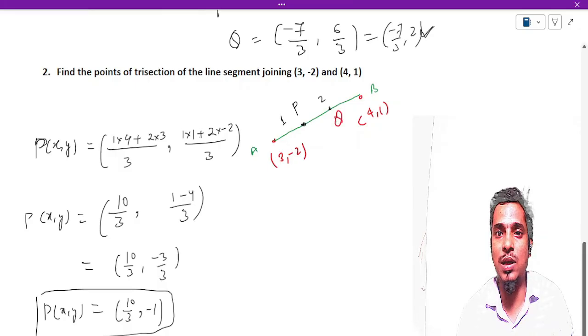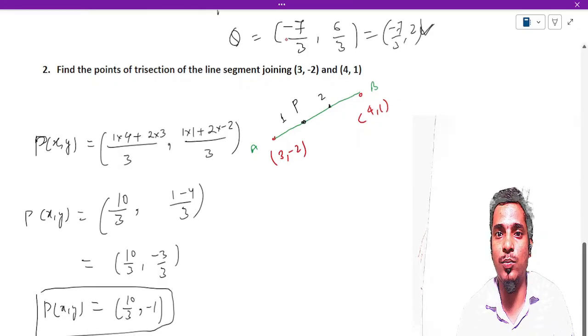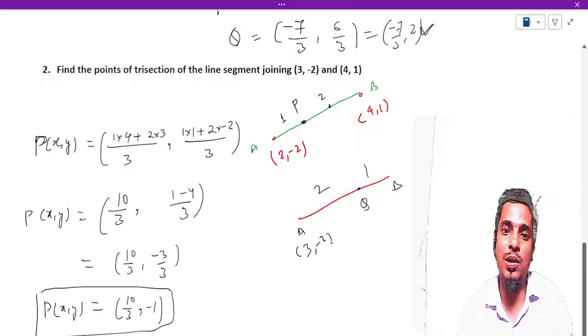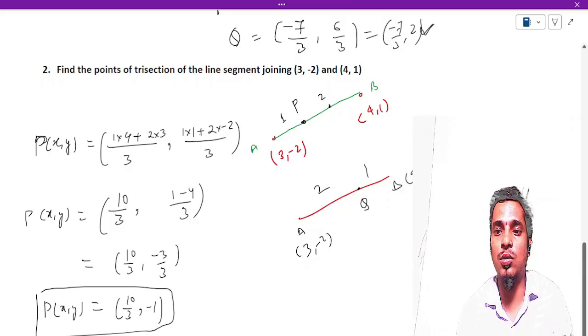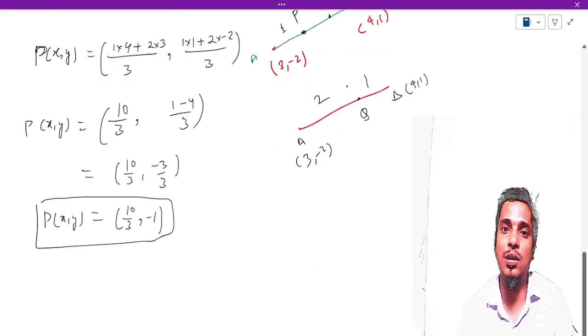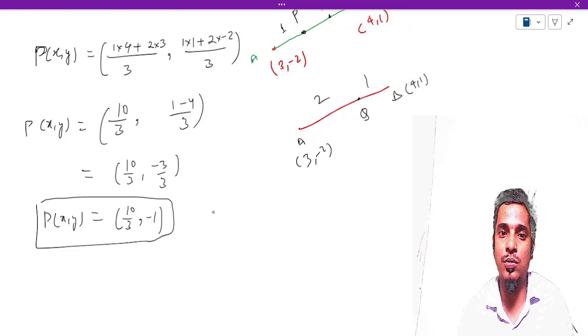Now this time, if we are looking for the coordinate of point Q, this point Q divides AB in the ratio 2:1. So this is 3 comma minus 2, and this is 4 comma 1. So now we can find the coordinate of Q.